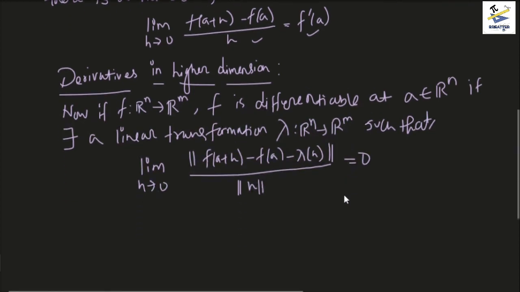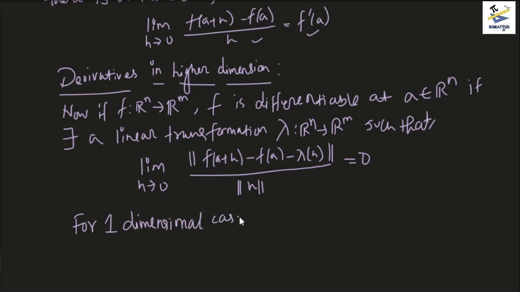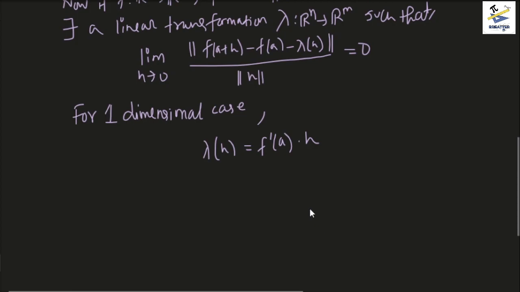And this lambda of h is basically that derivative. In the one dimensional case, this lambda of h can be defined as lambda of h is f dash a into h. So this is basically the derivative definition for higher dimensions, and we can often say that lambda of h plus f of a is a good approximation to f of a plus h. But this is basically the definition that we are going to follow.